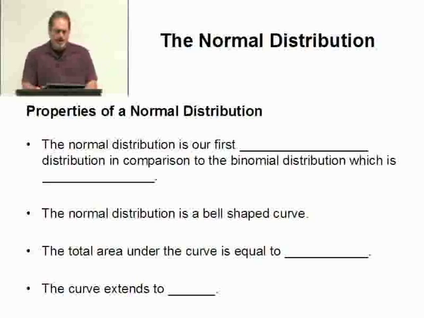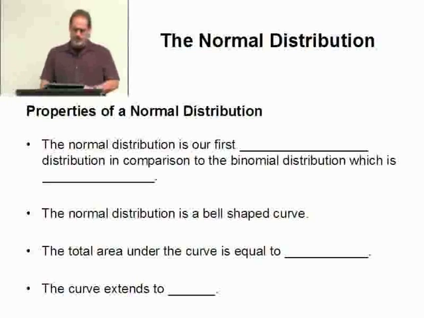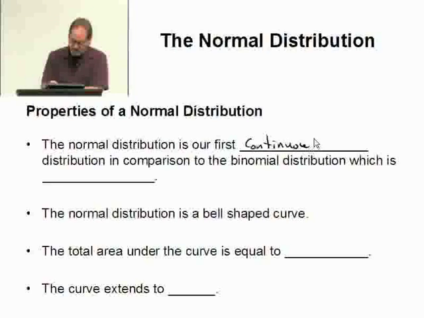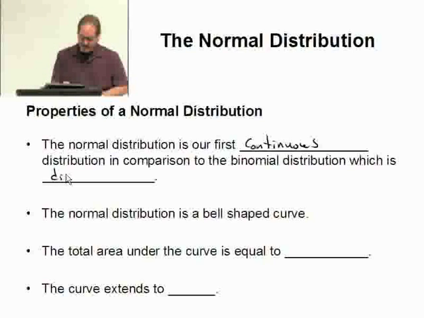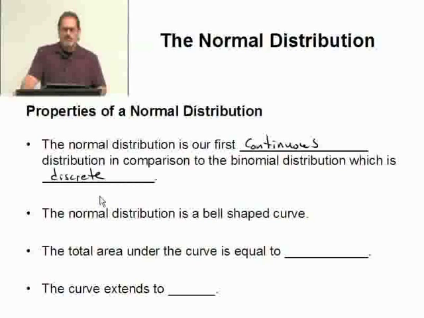Okay, let's look at some properties of a normal distribution. The normal distribution is our first continuous distribution. In comparison, when we worked with the binomial was discrete. Okay, remember the definitions for discrete variables versus continuous? Well, this distribution, the normal, is based on a continuous variable. The normal distribution is a bell-shaped curve.